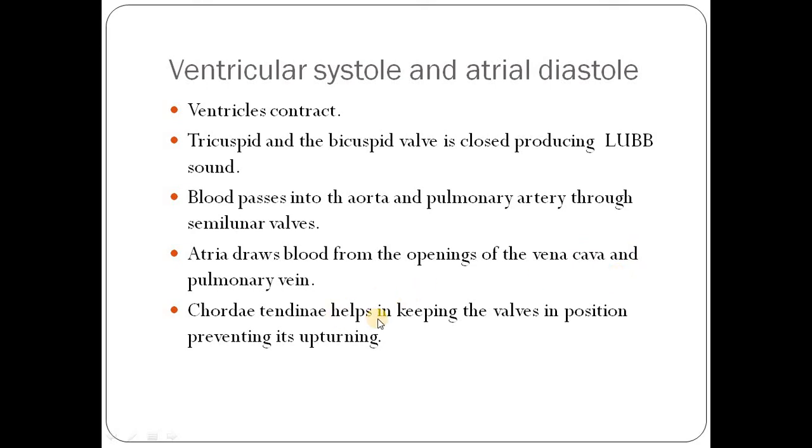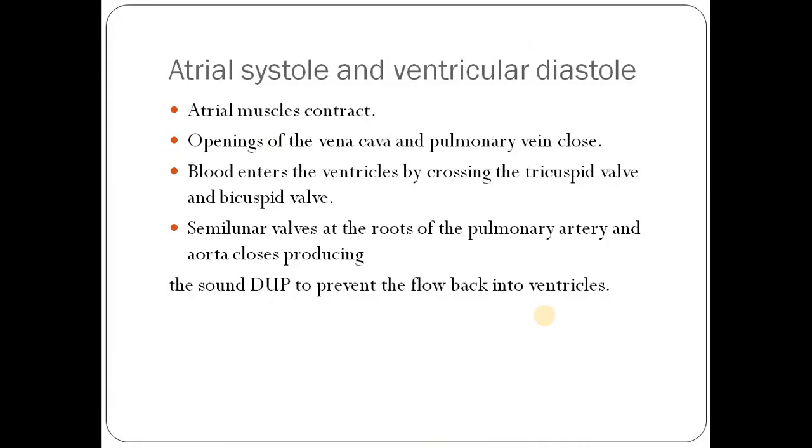And then the chordae tendineae will help hold the valves in position to prevent them from turning upward, because there will be a lot of force with which the blood will flow. So we have to hold those valves in position, otherwise they might turn upwards or downwards, leading to backflow or mixing. So there is no mixing of oxygenated and deoxygenated blood in our heart. It's very simple. Don't take so much tension and study this.